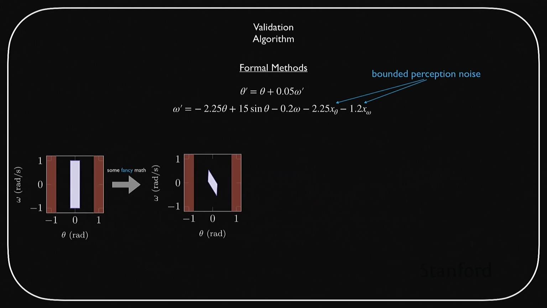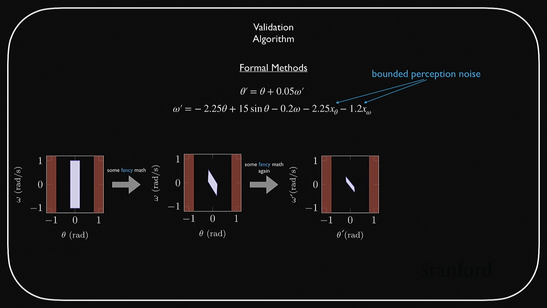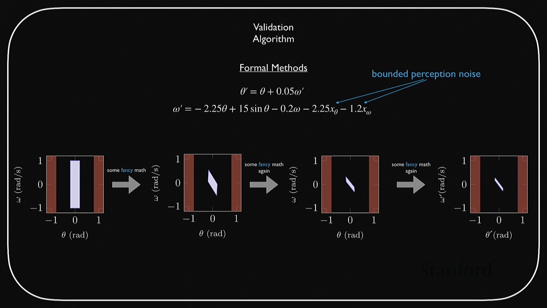And you can imagine that we don't want to do this just for one time step. We want to know what are the set of states we could reach out into the future. And so what we could do is we could just keep repeating this process. So now we say we start in this set of states, do that fancy math again, and it tells us what states we could end up in next. Do that fancy math again, and so on.